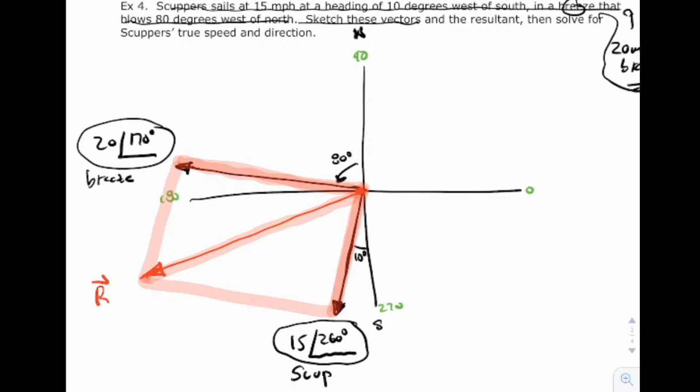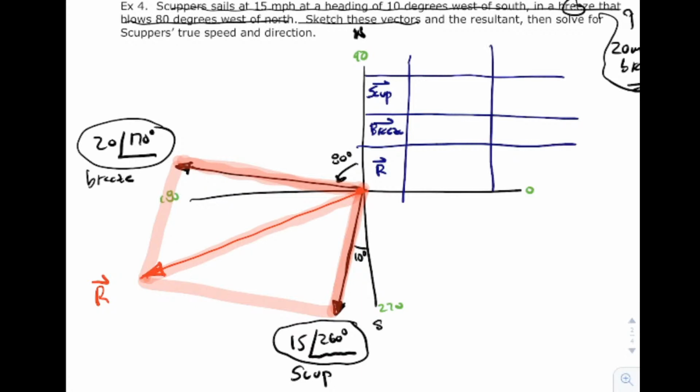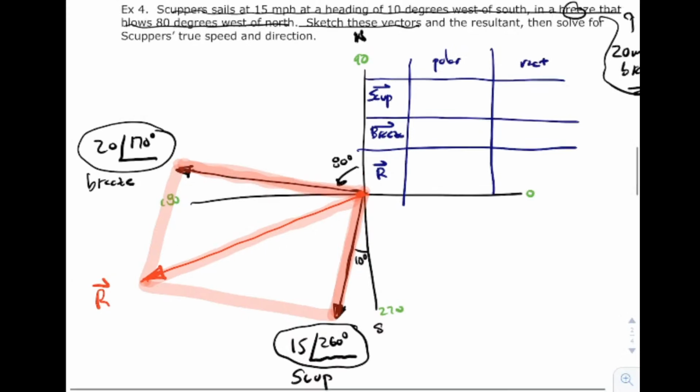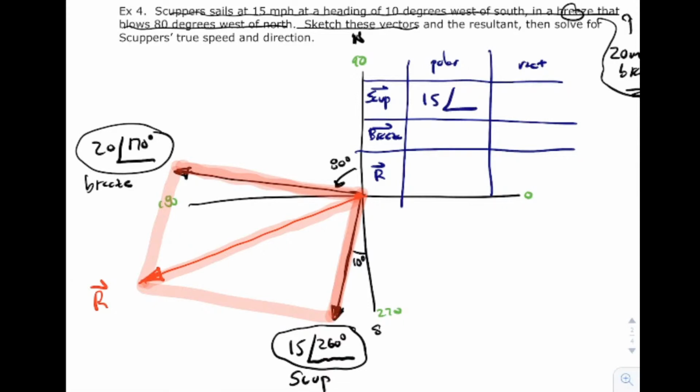So what do we do here? Well, we can start making that table again. So we can say, okay, we've got Scup. He's a vector. We've got the breeze. That's a vector. And we've got the resultant. That's a vector. Make a table that has these rows and these columns. So there's the polar form and there's the rectangular form. So the polar form of Scupper, that's again where you give the r and the theta, is 15 at an angle of 260 degrees. And the polar form of the breeze is 20 at an angle of 170.